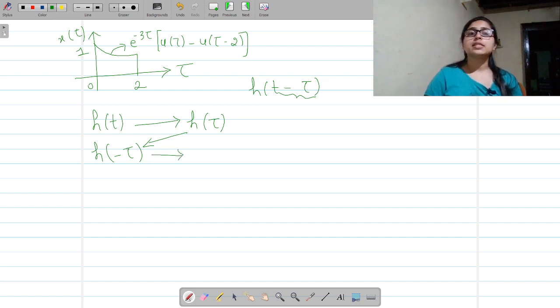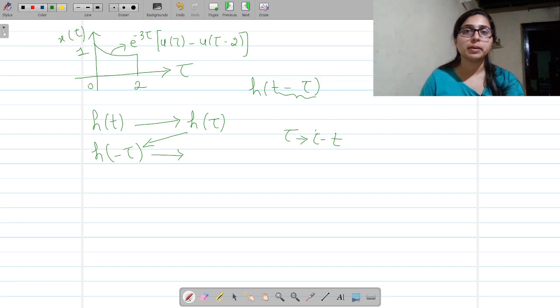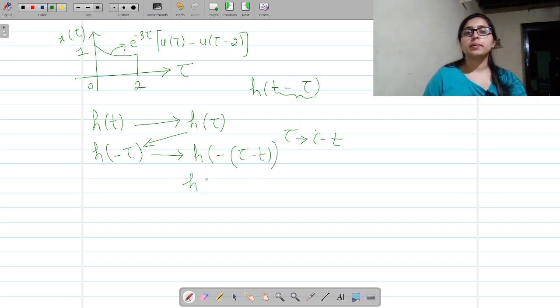Next, whatever signal is obtained, I will be shifting it towards right by t units. That is, tau will be replaced by tau minus t. Tau minus t is nothing but replacing it by t units rightwards, right? So here I can replace this minus as it is. Instead of tau, I am taking tau minus t. So this will be h of minus tau plus t. So this is the procedure that we are going to follow to get the h of t minus tau.